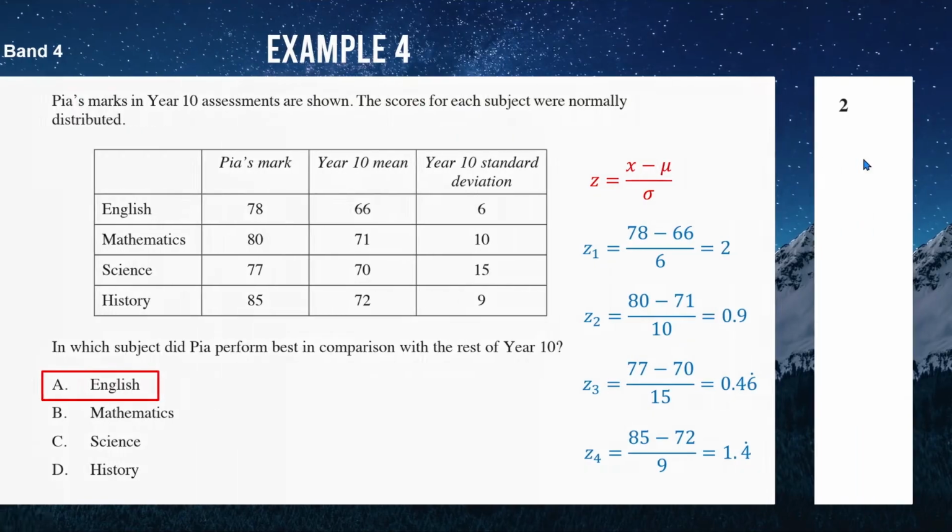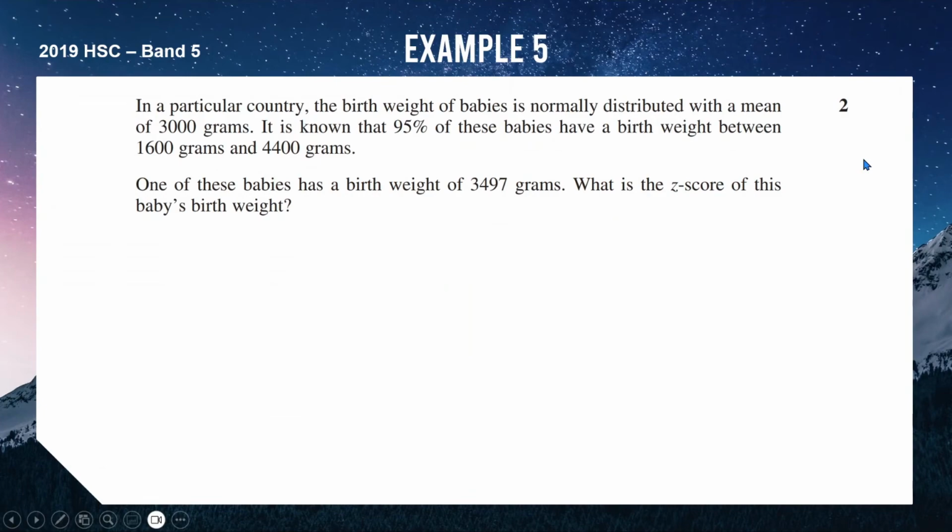Okay, let's do another one from the 2019 HSC. This one's a Band 5, so it's pretty tricky. For 2 marks, we have, in a particular country, birth weights of babies again. I don't know why NESA is obsessed with the weights of babies. Anyway, normally distributed with a mean of 3,000 grams. It is known that 95% of these babies are between 1,600 and 4,400. Okay, 95% is a percentage we've seen before. That's going to be useful. One of these babies has a birth weight of 3,497 grams. What is the z-score of this child?